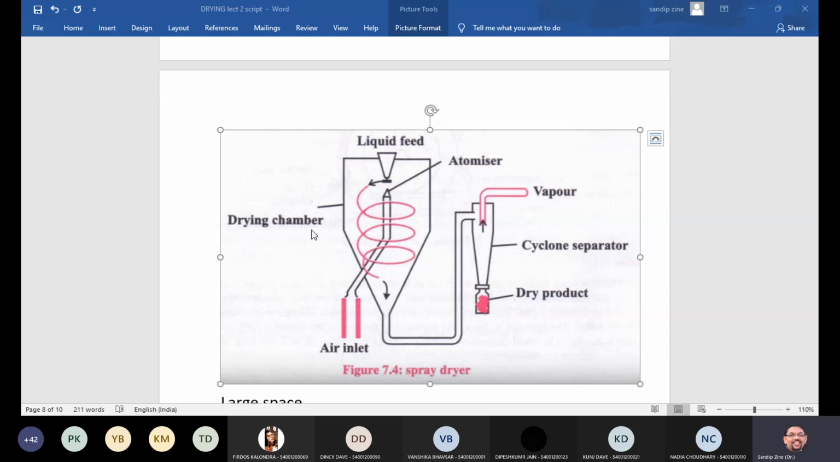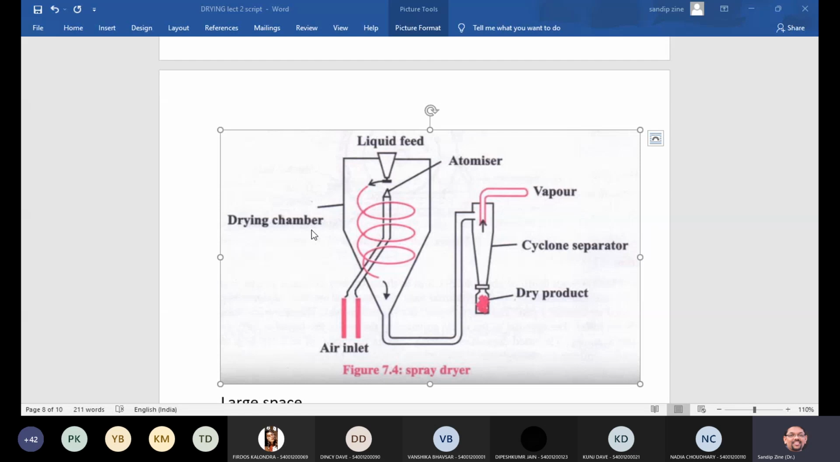So in advantages, we can always mention the process of drying generally completes within 3 to 30 seconds. Then less labor cost is required as it is a continuous process. Then a uniform and controlled size product can be obtained. Also, the product obtained has a high bulk density and shows excellent solubility, and solutions or suspensions can be dried easily. It is suitable for drying sterile products as well. Sterile products that we use in parenterals, IV injections and all those things, for that purpose also this is suitable.